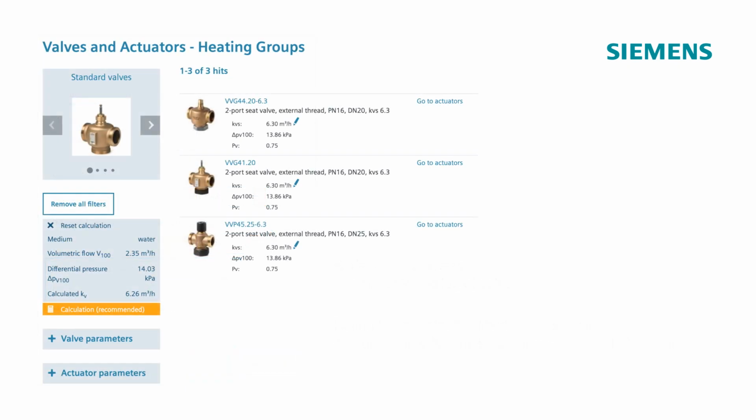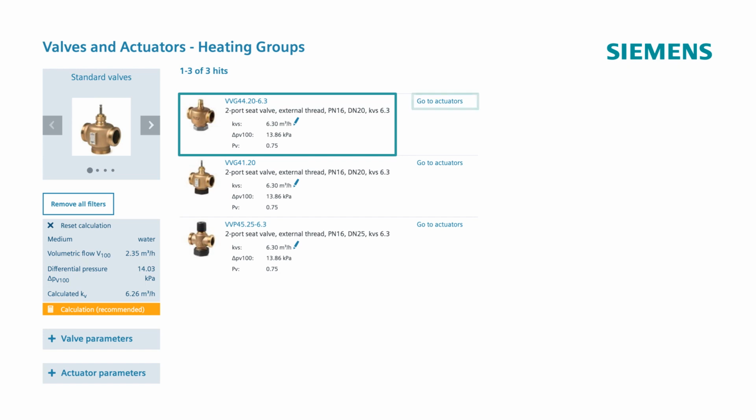The selection is now limited to 3 suitable valves. Here we select a type VVG44 with linear characteristic, with a nominal diameter of 20 and a kVS value of 6.3 cubic meters per hour. This valve type fits nicely to a heating group with supply temperature control. The effective pressure drop across the valve, delta PV100, is 13.86 kPa, resulting in an effective valve authority PV of almost 0.75, with delta PMV equal to 5 kPa.